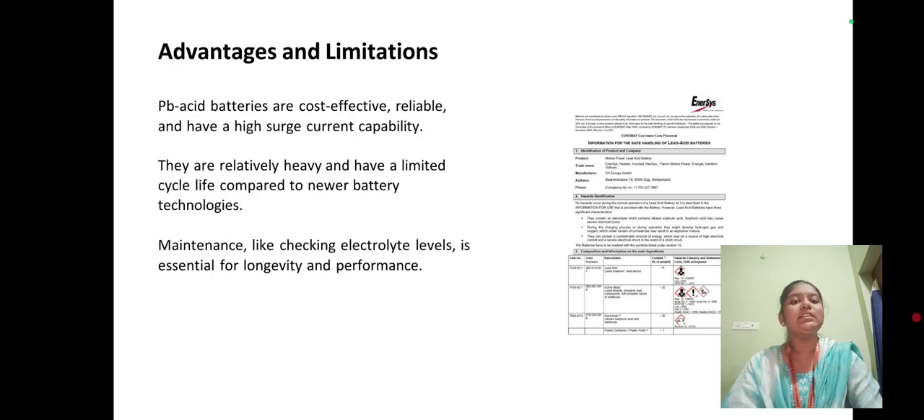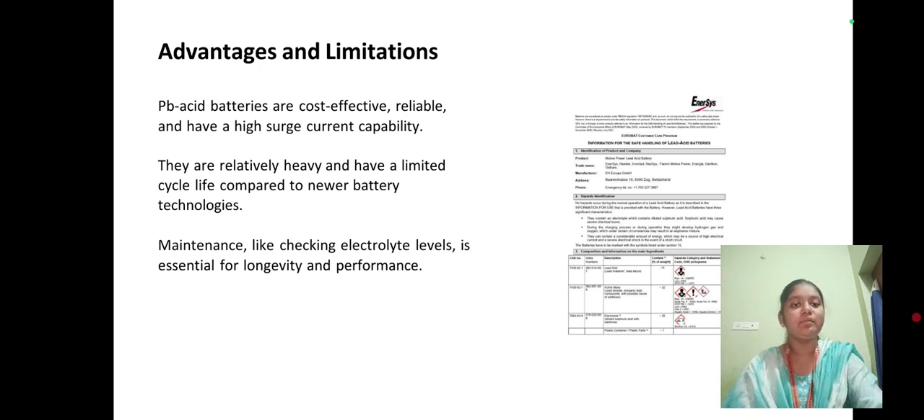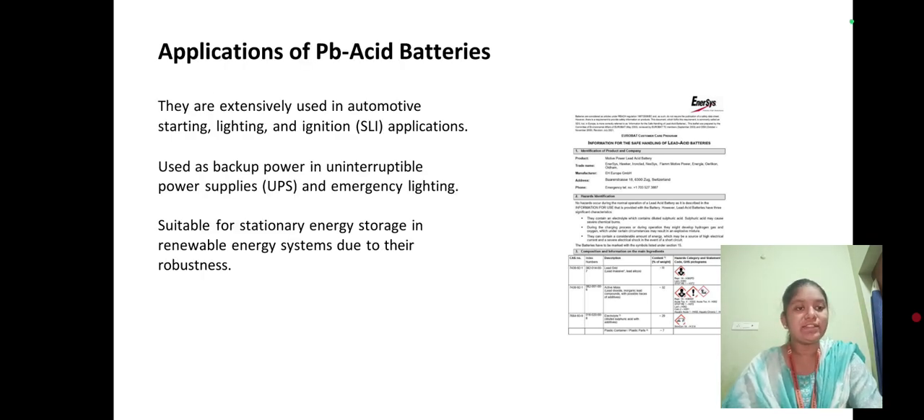And now we discuss the advantages and limitations of lead acid battery. Lead acid batteries are cost effective and reliable, with heavy surge current capability. They are relatively heavy and have a limited cycle life compared to newer battery technologies. Maintenance like checking the electrolyte levels is essential for longevity and performance.